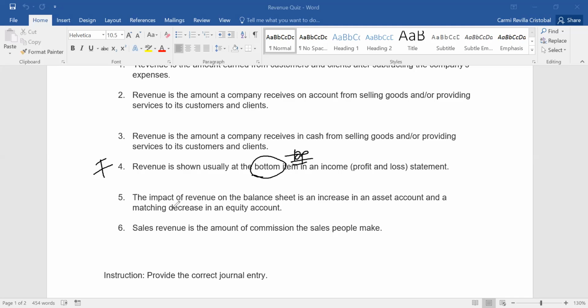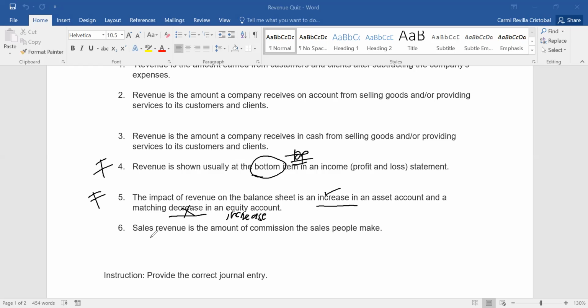Alright, so next, number 5. The impact of revenue on the balance sheet is an increase in asset account. Okay? Sabi niya, increase. And a matching decrease in an equity account. So, true or false? The answer is false. Bakit? The increase is correct, but the decrease is no. It should be also increase in equity account. Kasi revenue is part of the equity account.